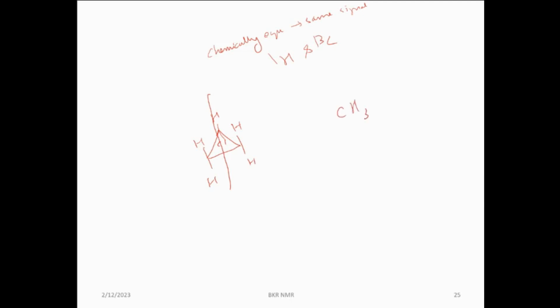Suppose I say CH3OCH3, I can cut the molecule like this. So these two hydrogens and carbon are chemically equivalent. When I cut the molecule like this, this one is the same, I'll say A. Because they are on the plane of symmetry, I can say B. I'll say this as C.